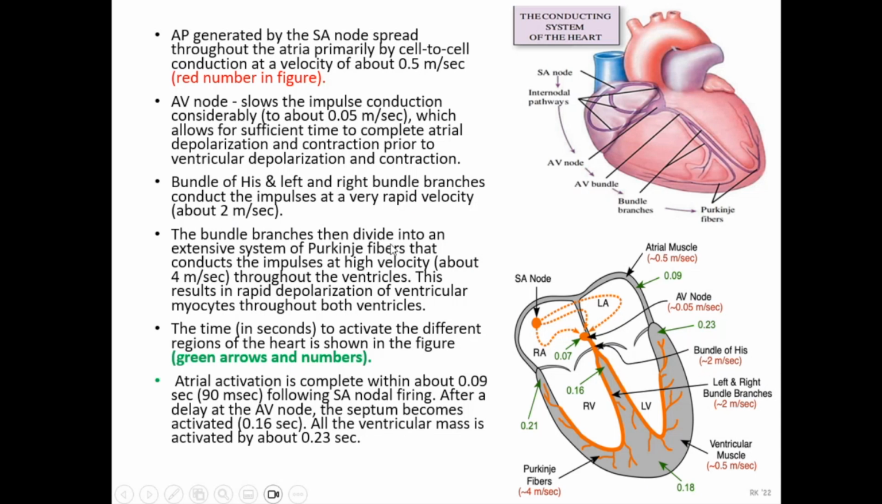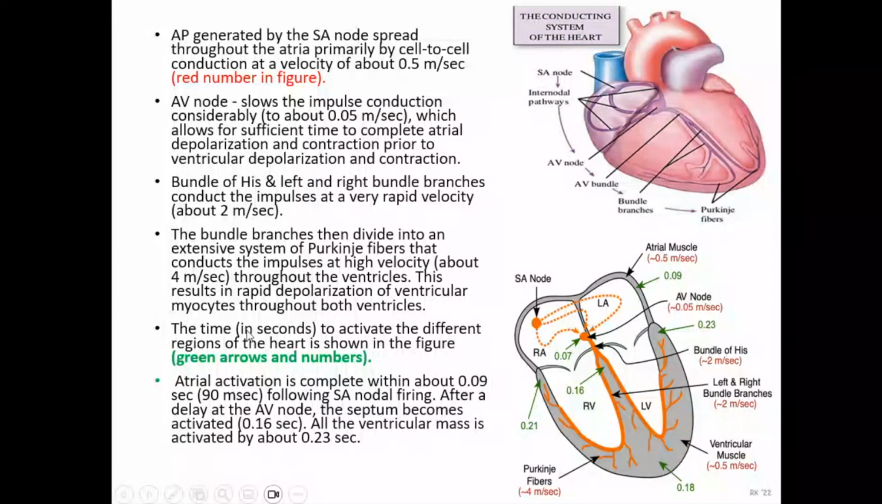The bundle branches divide into Purkinje fibers that conduct the impulses at a very high velocity of 4 meter per second. So Purkinje fibers have the highest velocity. This is again a multiple true-false question from last time. Purkinje fibers have the very highest velocity of 4 meter per second, followed by the bundle of His, which is 2 meter per second. Then you have your atrial muscle at 0.5, and the AV node is the slowest at 0.05 meter per second. Purkinje, bundle, then your muscle, myocyte, either atrial or ventricular, and finally your AV node.